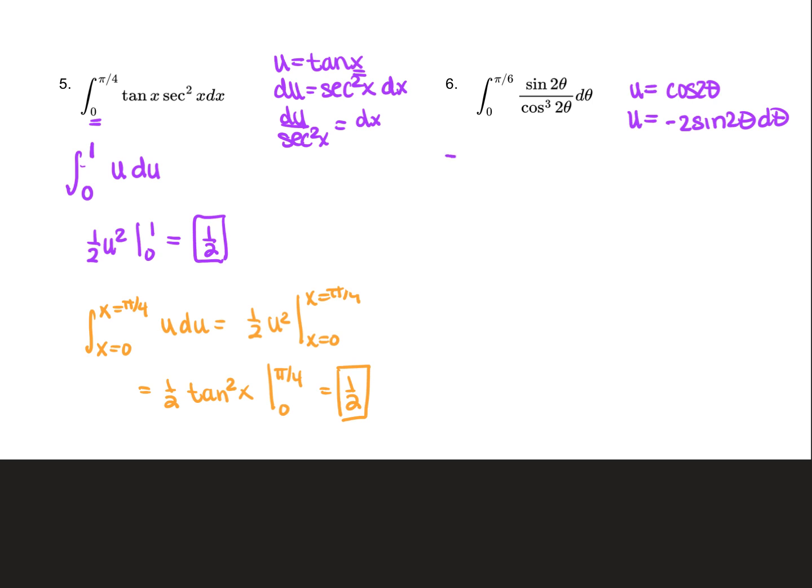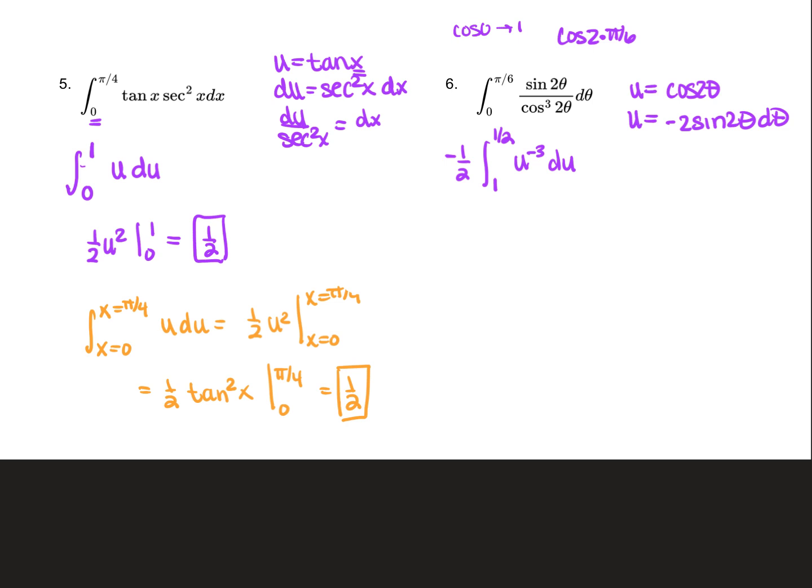So out in front, we're going to have a negative 1/2. And this would be 1 over u cubed, so u to the negative 3. Cosine of 0 is 1. Cosine of 2 times pi over 6 is the same thing as cosine of pi over 3, which is 1/2.